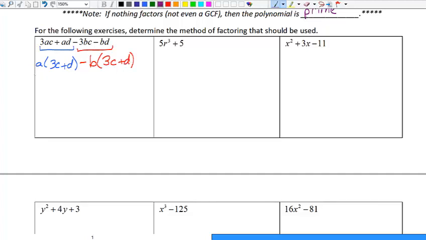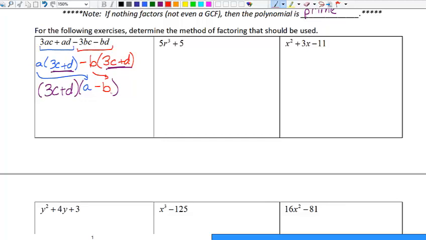Looking at these 2 terms now, I have one long term here and one long term here. Between those 2 terms, what do you see common? Well, I see this parentheses, 3C plus D, is common in both. If I factor out 3C plus D, then I'm left with A from the first term and minus B from the second. So I've now completed step 2.